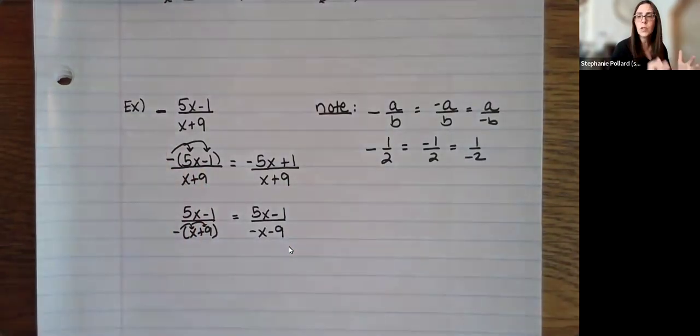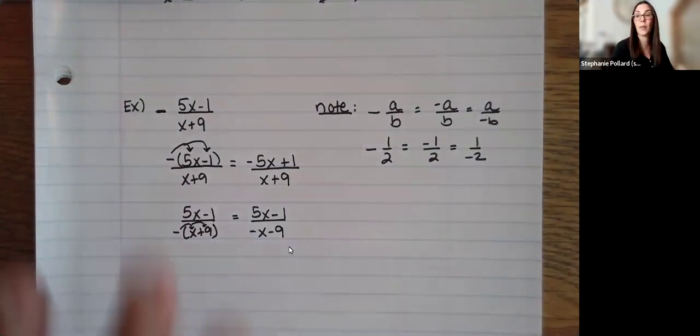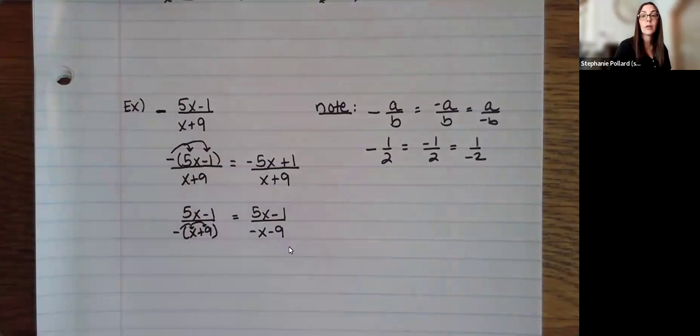So you just want to be careful with your final answers. And again, note that there are sometimes multiple ways to write that final answer. So if you're getting it correct, but maybe your answer looks a little bit different than mine, it could just be that you have the negative in a different position. So just be careful with those negatives.